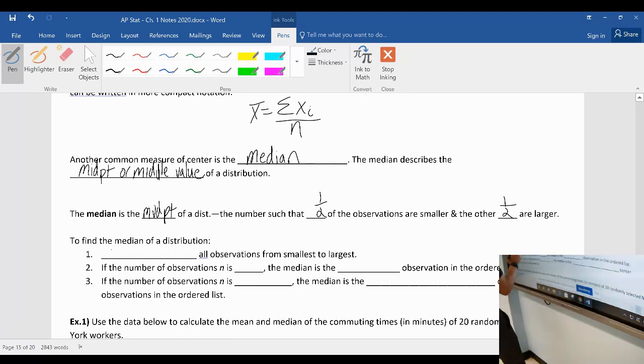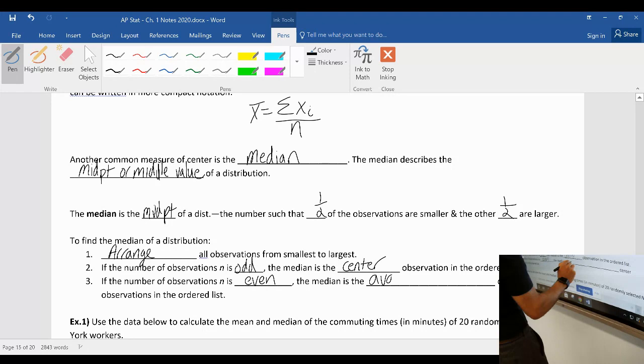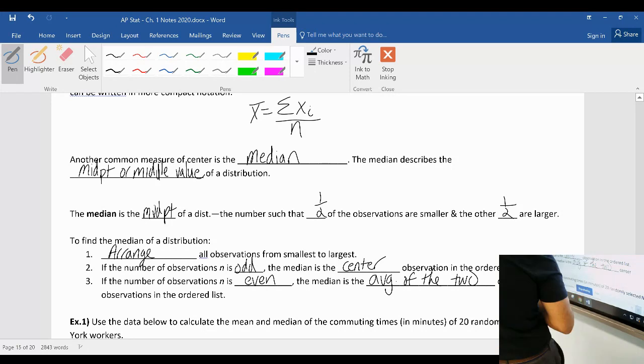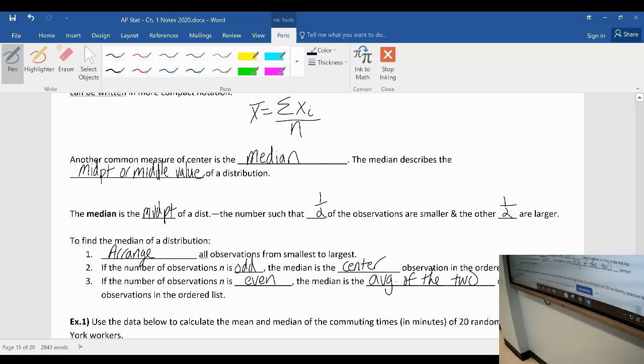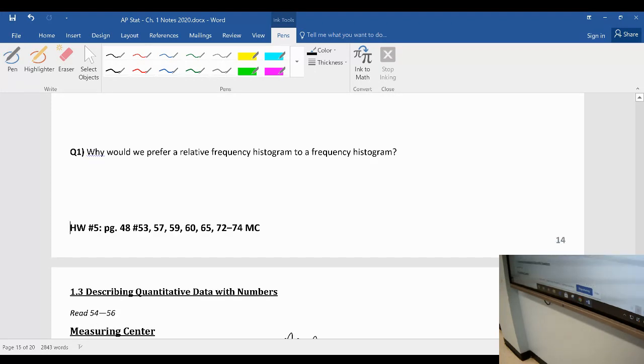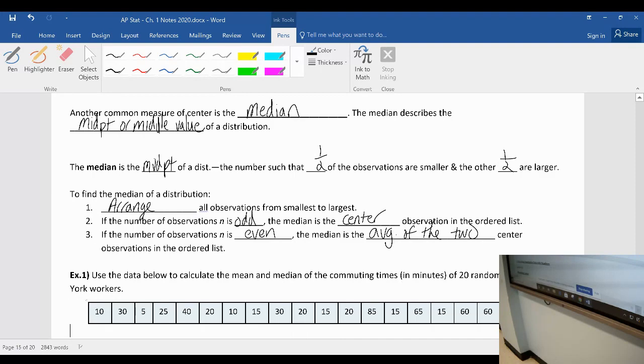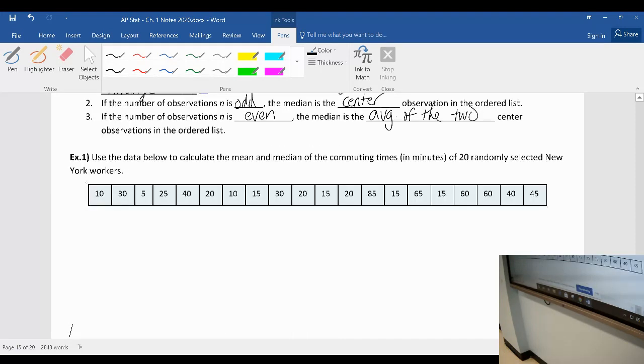So to find the median, make sure that you arrange all the observations from smallest to largest. If the number of observations is odd, then the median is just the center observation, or that middle observation in the list. If the number of observations is even, then the median is the average of the two center observations in the ordered list. So if n is even, we'll have to take the average of those two middle numbers to find the median. We'll go through this example in class.